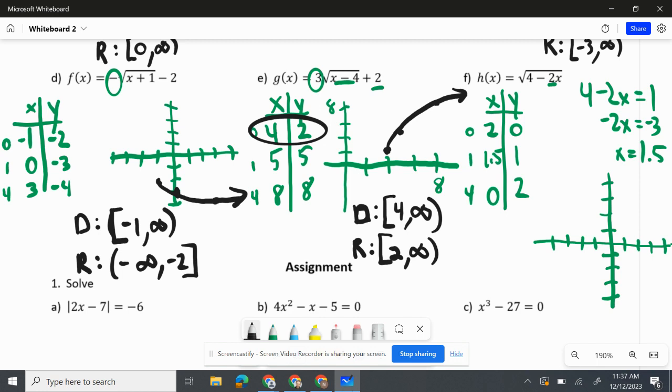So when I graph this, I have 2, 0, I have 1.5, 1, I have 0, 2, and I see that it's going in the opposite direction because my x is negative. So my domain is going to be negative infinity all the way to 2. And then my range is going to start at 0, and it's going to go to infinity.